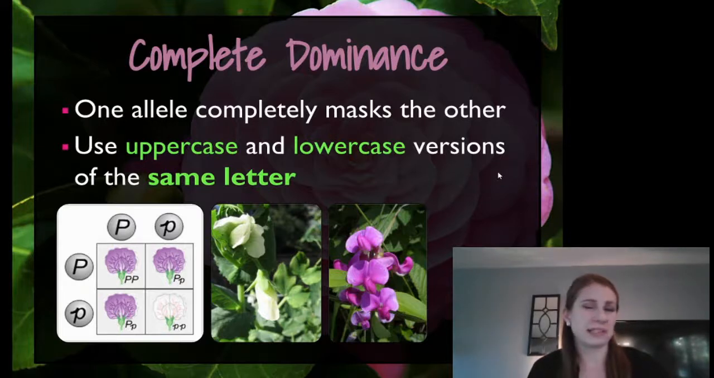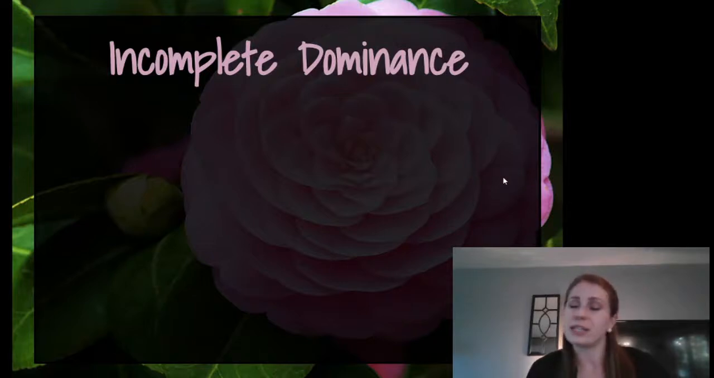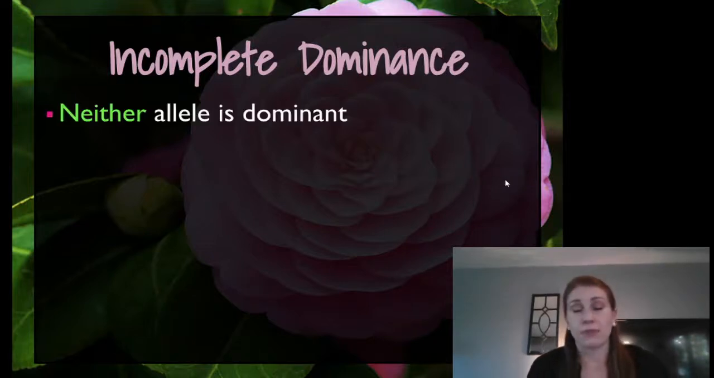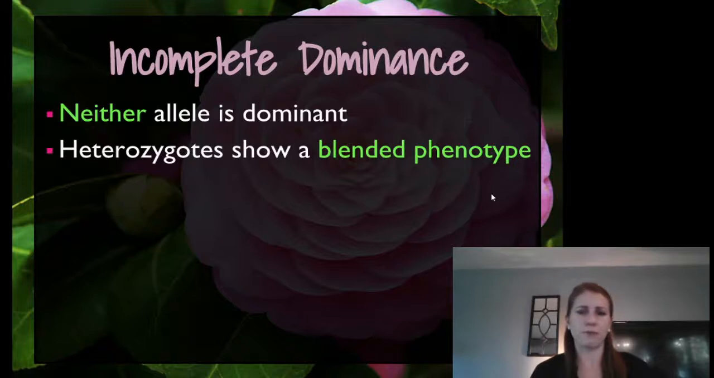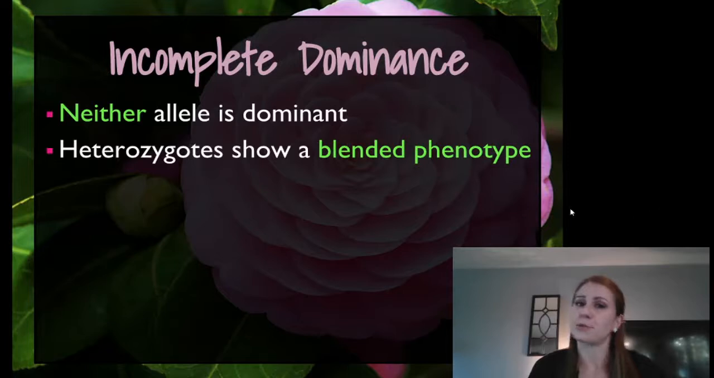Now let's kind of mix it up a little. Incomplete dominance is different. Obviously, there's a different name. Neither allele is dominant in this case. So when we have a heterozygous offspring, they're going to have a blended phenotype. So imagine you took two colors of paint and then you just poured them together and you mixed it up really, really well. It would be a blend of whatever colors you put in there in the first place. And that's what happens with our heterozygote.